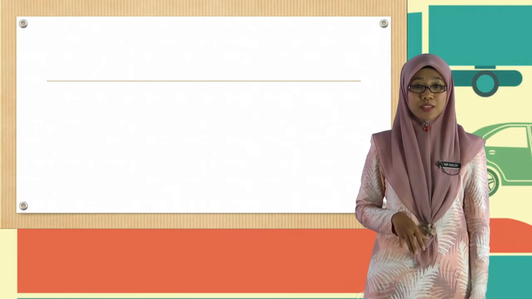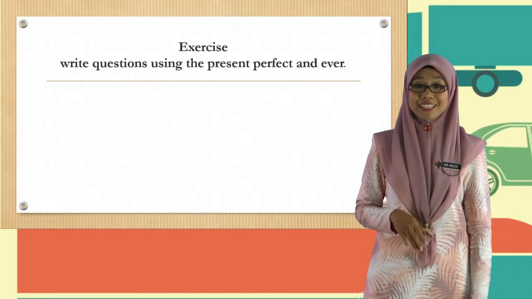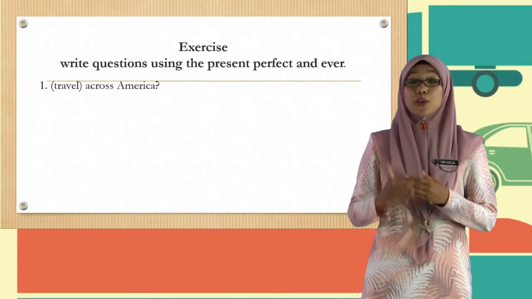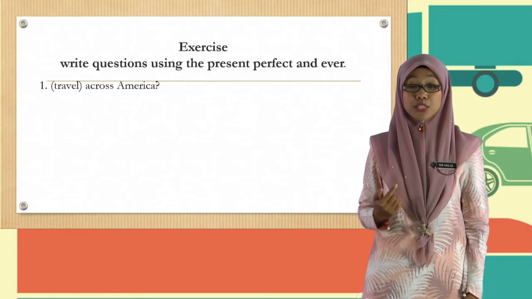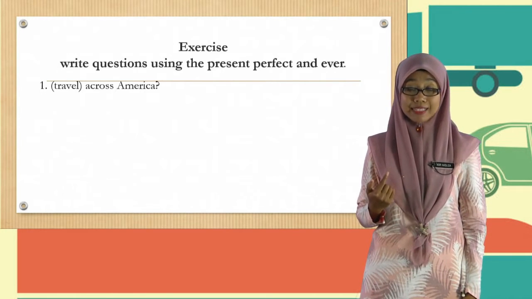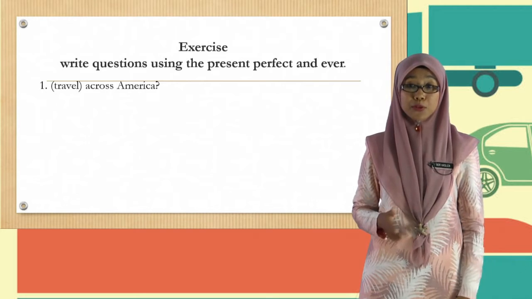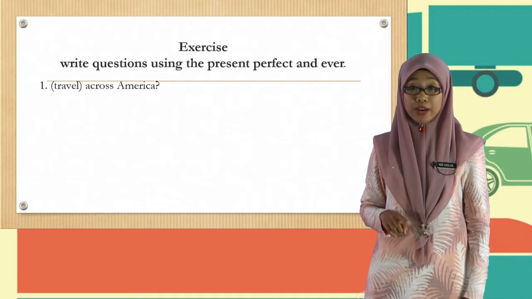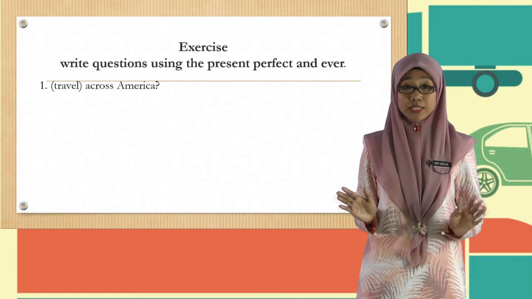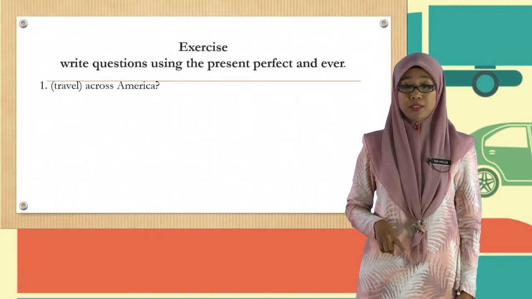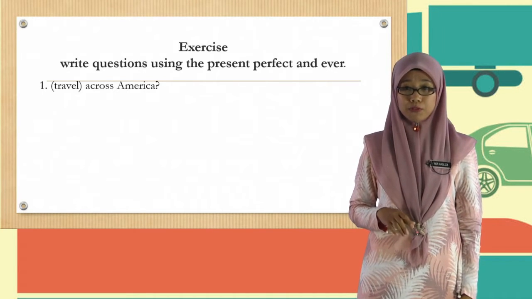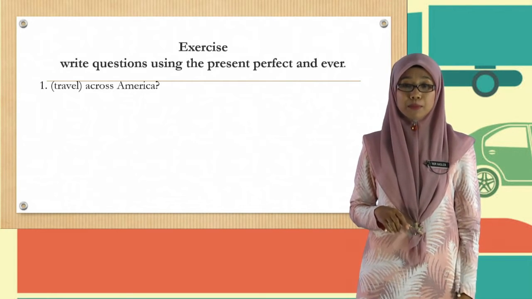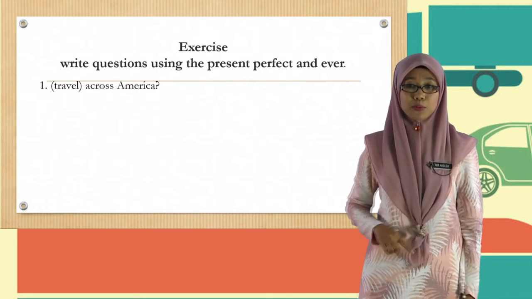Now try to do this exercise to check your understanding. What you have to do is write questions using the present perfect and ever. It means that you have to include ever in your question. You also have to provide short answers for each question. Remember, in forming a question in present perfect, you need to change the verb in brackets to the past participle. Let's start with the first question.